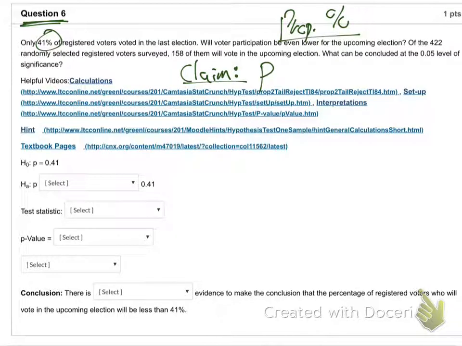Okay. So what are they saying about the percentage? What's the claim, the question? Will voter participation be even lower? You're almost afraid to say these now after that super tricky one. It's just what you'd think. Lower is just less. That one was super tricky; all the rest are normal. So we're saying lower. Lower than what? Than the 0.41, than what it was in the last election. Last time it was 41. This time maybe it'll be even lower. That's the claim. That's the question.